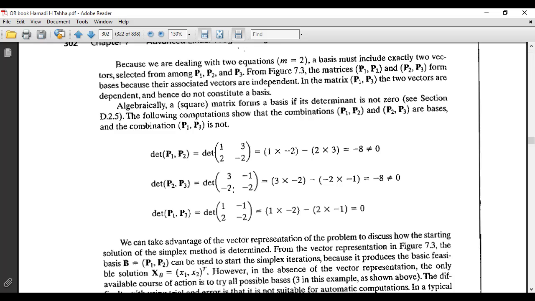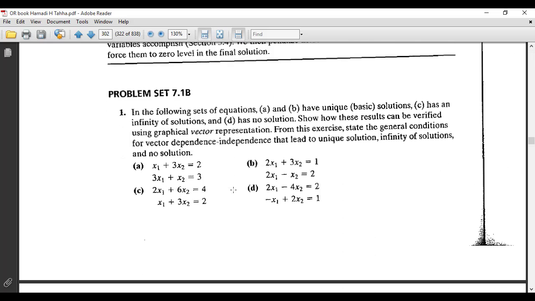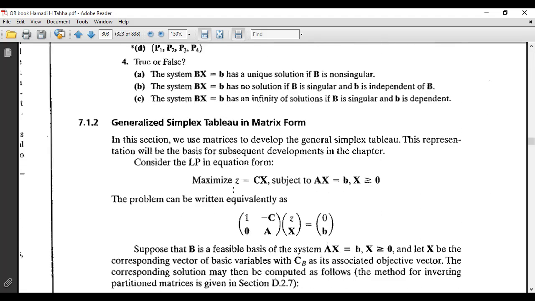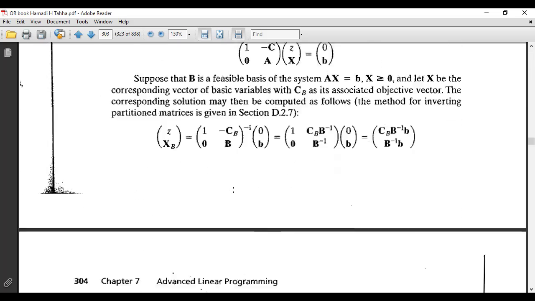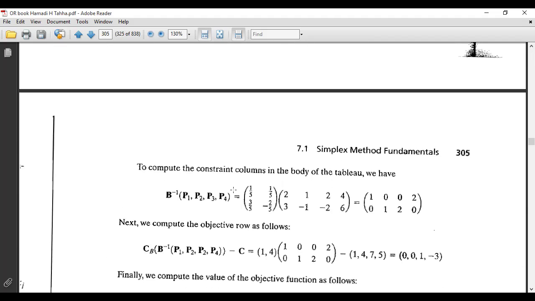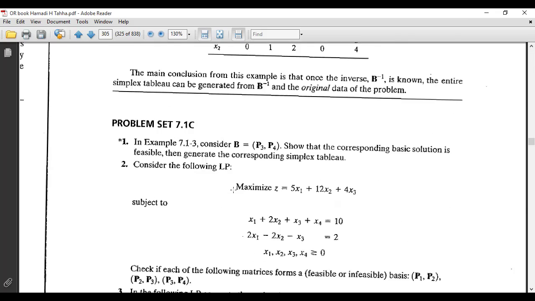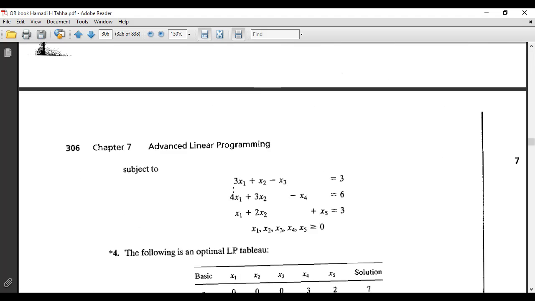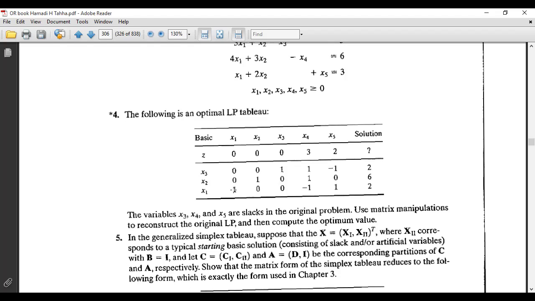Then we also find out the simplex table for finding the feasible solution. So this is called the generalized simplex table in matrix form, and also we find out the other linear programming problems with the help of the advanced programming, or in other words, with the help of the matrix form.